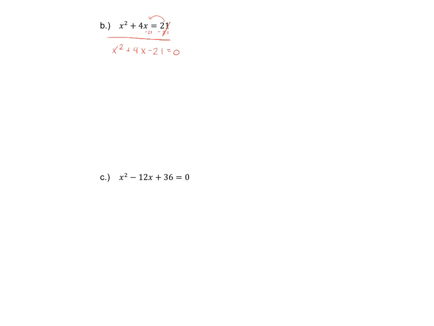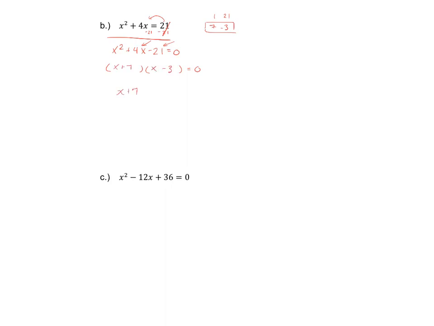Okay, from there I need to factor. Well, again, there's no GCF and my a is 1. So I need 2 things that multiply to negative 21 that add to 4. So for 21 I have 1 and 21, or 7 and 3. So I know it's 7 and 3, but to add to 4, I need 7 to be bigger. So 7 and negative 3 are my terms. So x plus 7, x minus 3.